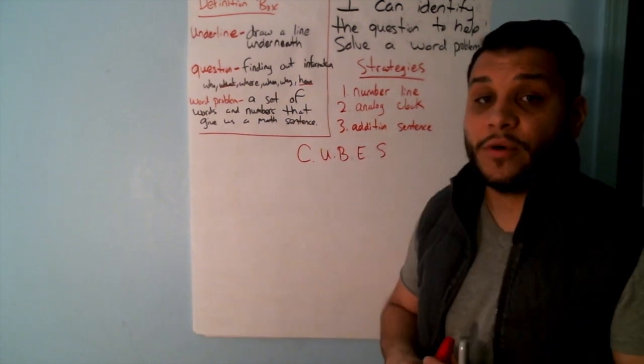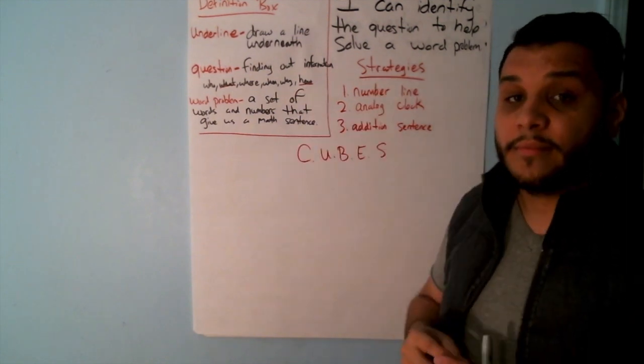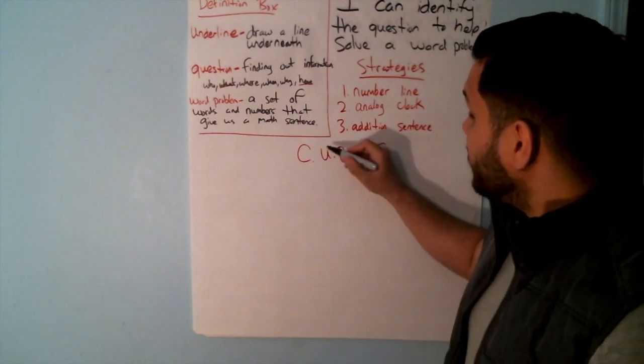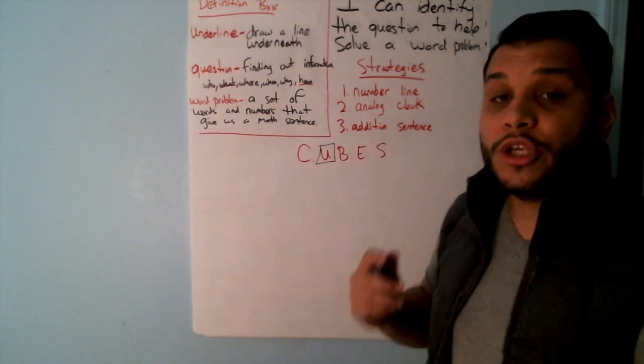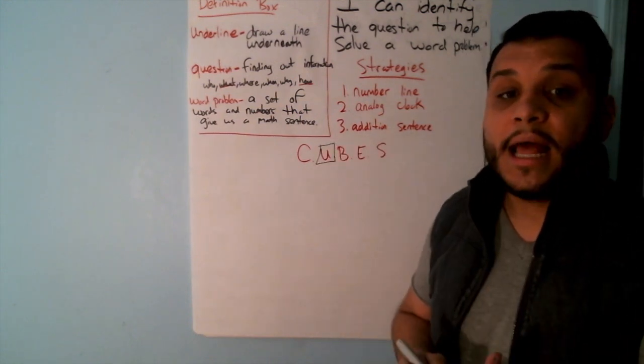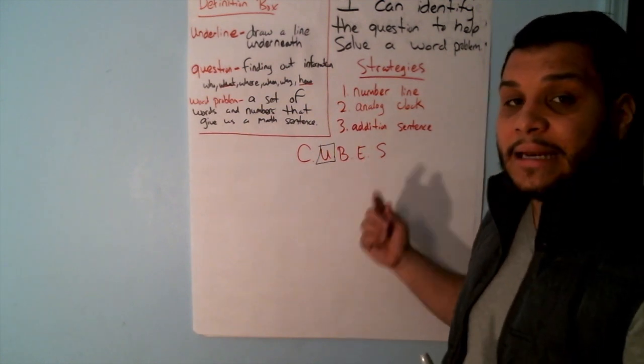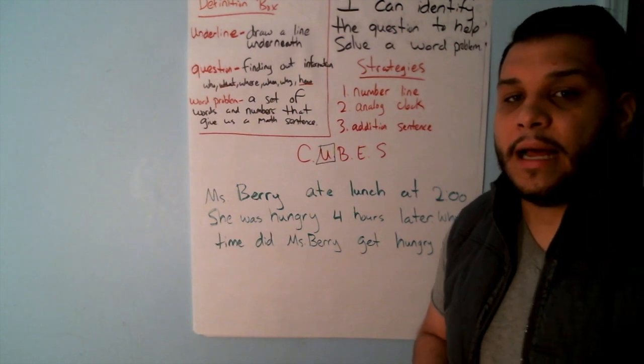C stands for, yes, circle the key numbers. Today, we're going to focus in on U. U is underlining the question. And then Mr. Nieves will help you with B, E, and S. A word problem is found on our board.